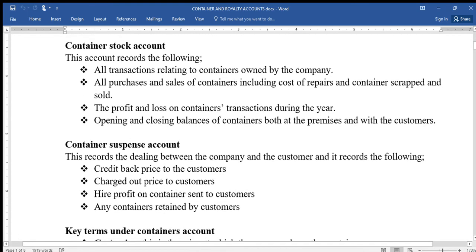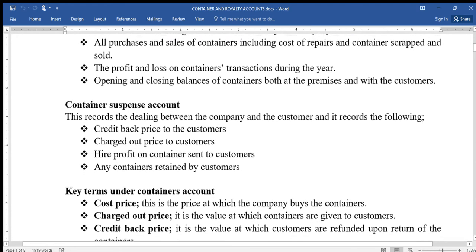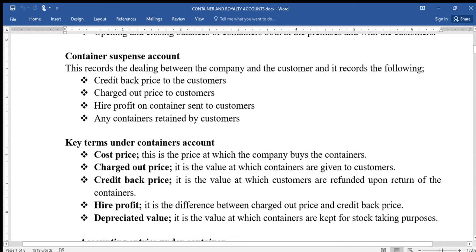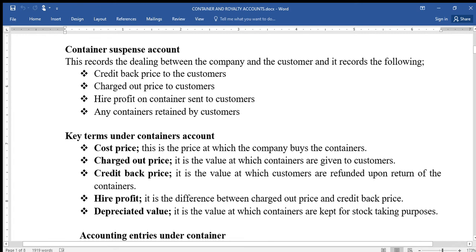Then the container suspense account. The container suspense account records the dealings between the company and the customers, and it records the following. It records the credit back price to customers. We are going to see what it means. It records the charge out price to customers, then the hire profit on containers sent to the customers, then containers retained by the customers, containers that the customers didn't bring back.